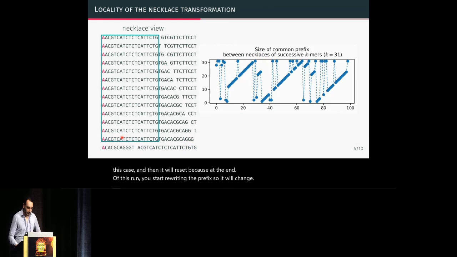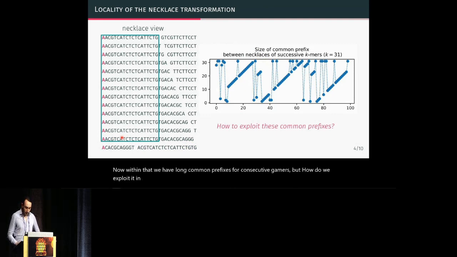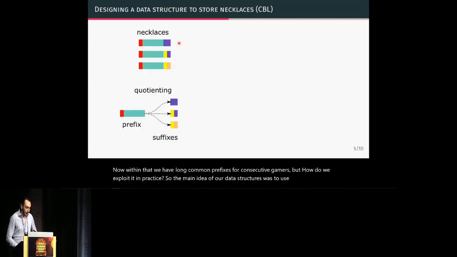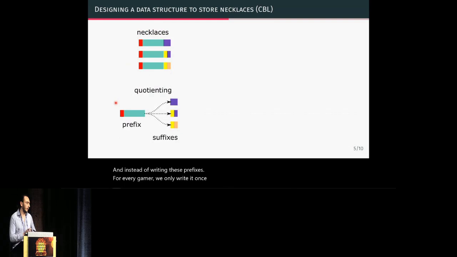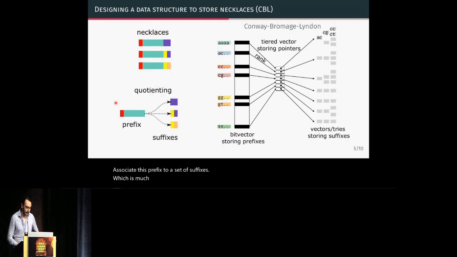Now, we've seen that we have long common prefixes for consecutive k-mers, but how do we exploit it in practice? So the main idea of our data structures was to use quotienting. So here, if you look at these 3 necklaces, just as before, they have long common prefixes, here in red and green. And instead of writing these prefixes for every k-mer, we only write it once and associate this prefix to a set of suffixes, which is much more compact.